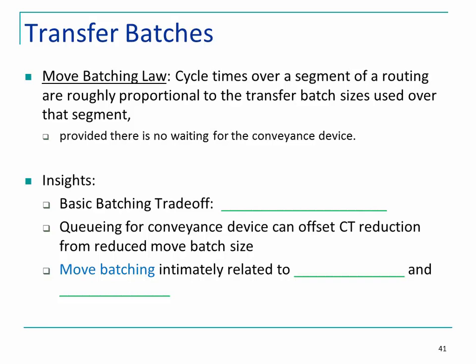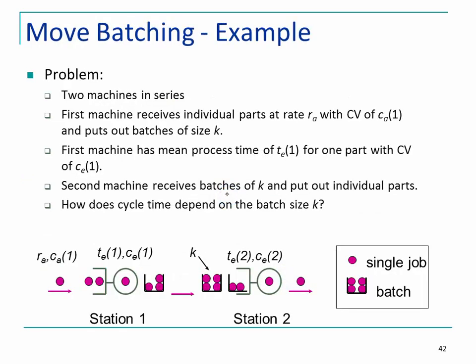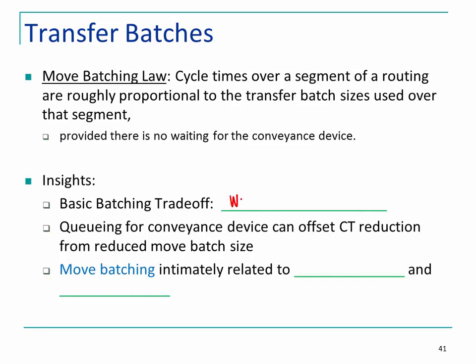The move batching law says that cycle times over a segment of a routing are roughly proportional to the transfer batch size used over that segment. And this is provided that there's no waiting for the convenience of the device. Okay, so the insight that we can get from this law is that there's a trade-off between two things here. The basic batching trade-off is going to be between the WIP versus move frequency. And the queuing for convenience of the device can offset the cycle time reduction from reduced move batch size.